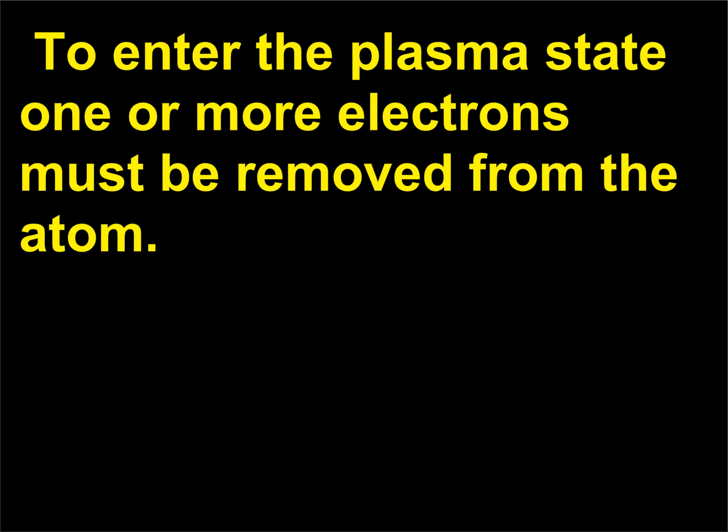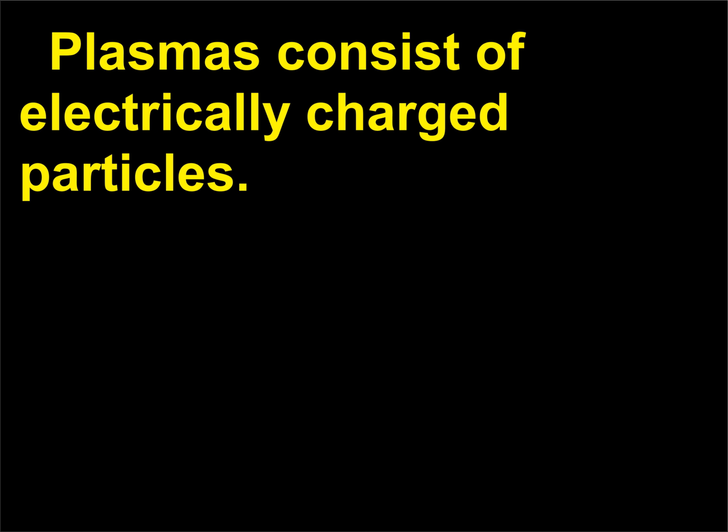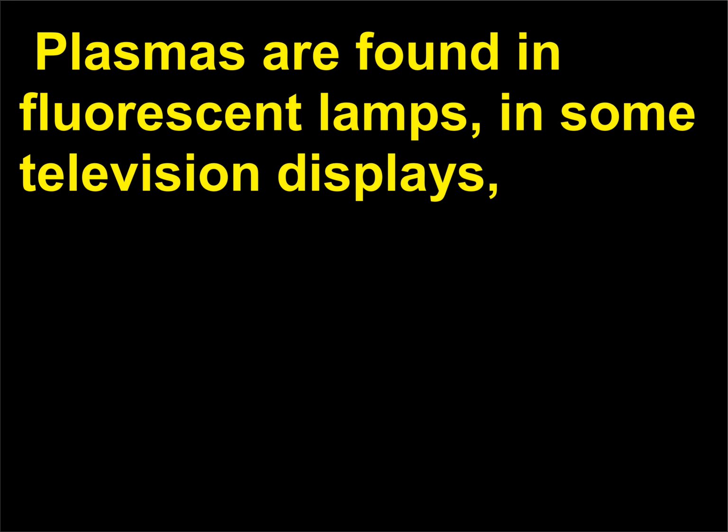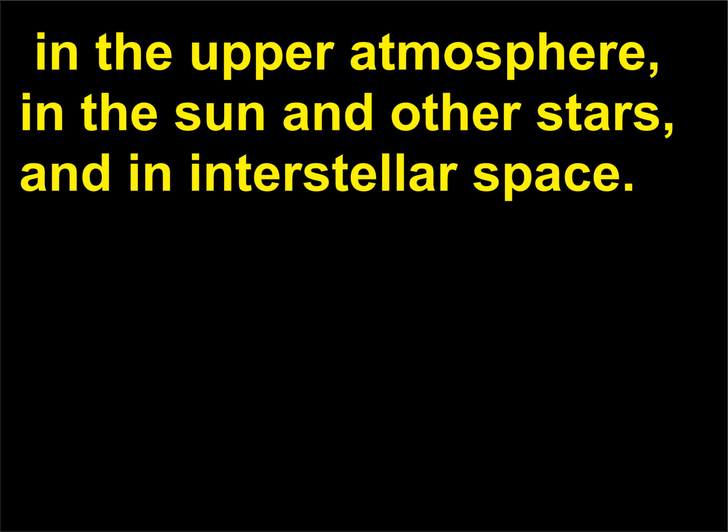To enter the plasma state, one or more electrons must be removed from the atom. Plasmas consist of electrically charged particles. Plasmas are found in fluorescent lamps, in some television displays, in the upper atmosphere, in the Sun and other stars, and in interstellar space.